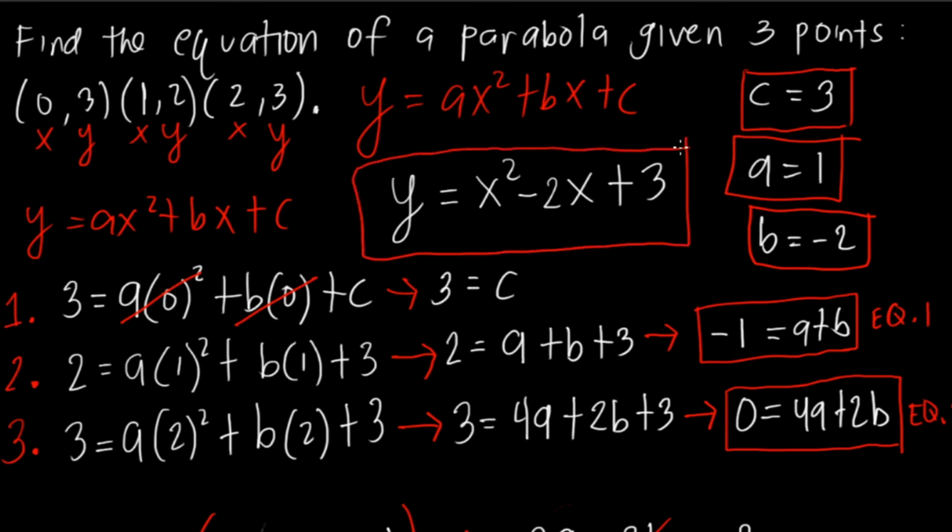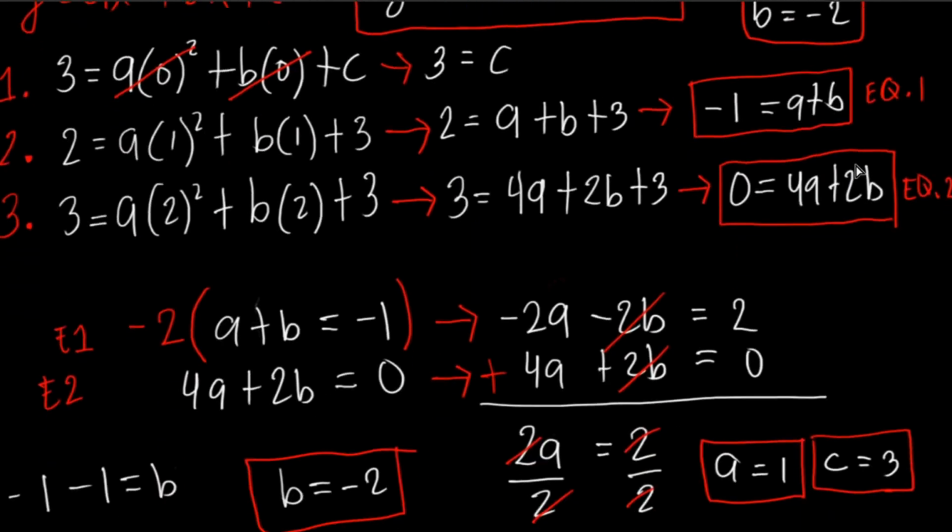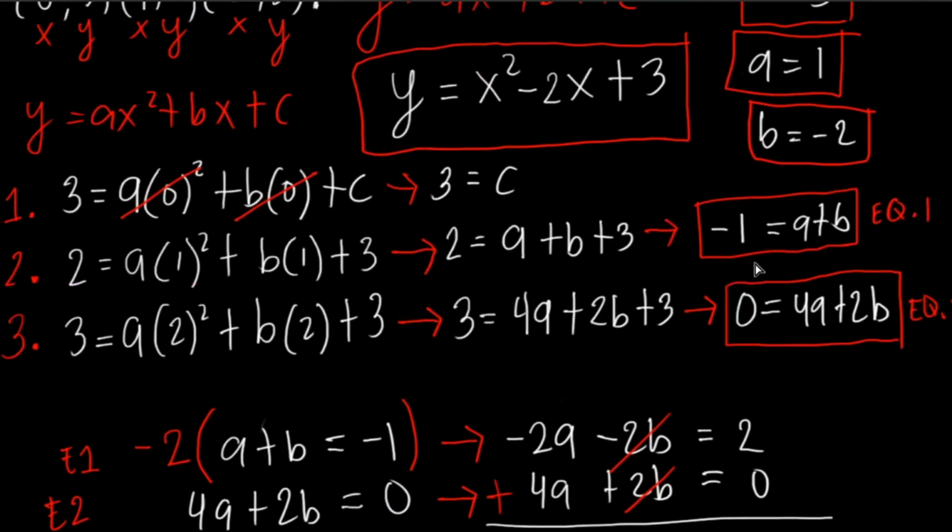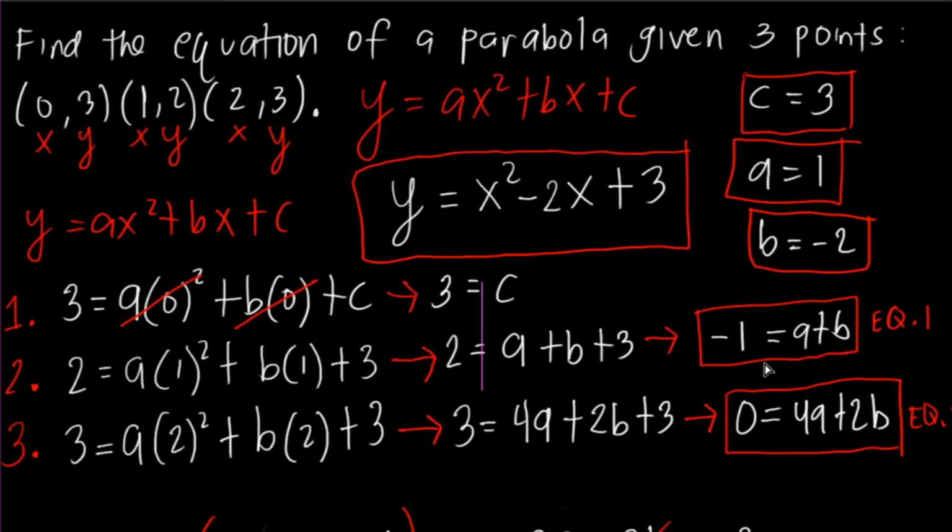So ganun lang kadali hanapin ang equation given 3 points. Nagsasubstitute ka lang ng x and y values para makuha mo yung mga equations, and then using the equations, i-combine mo to find A, B, and C. So ganun lang kasimple. Ngayon, madali pa to. Bakit? Kasi yung equation 1, itong una, nakuha agad si C. Nakuha agad yung value ng isang letter. So paano kapag hindi nyo agad nakuha yung value ng isang letter? Anong gagawin? So sa susunod na video, magpapakita ko ng given na hindi makukuha yung value agad. So ayun lang. Salamat.